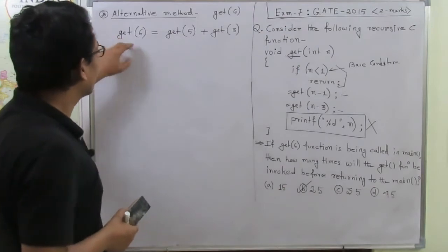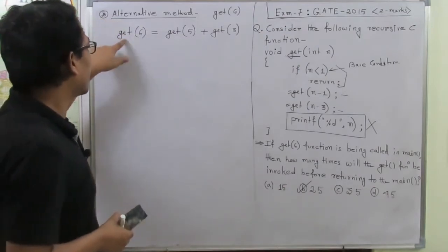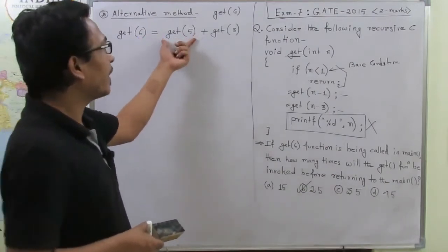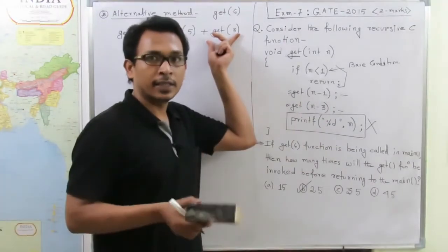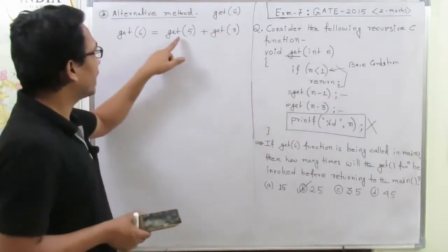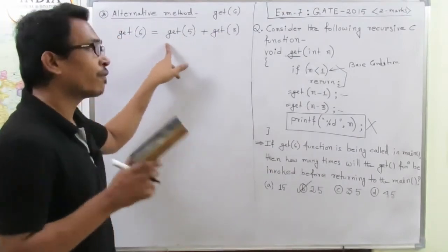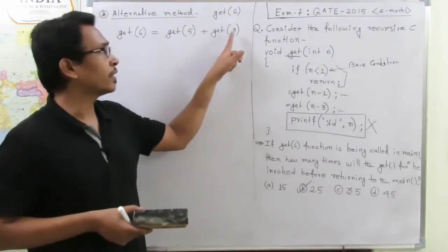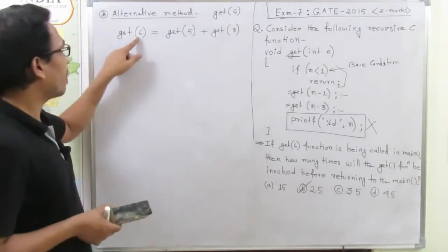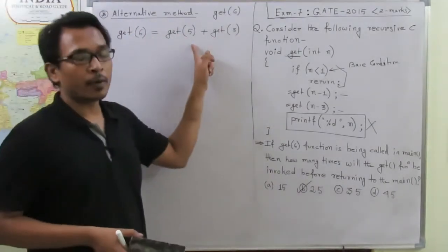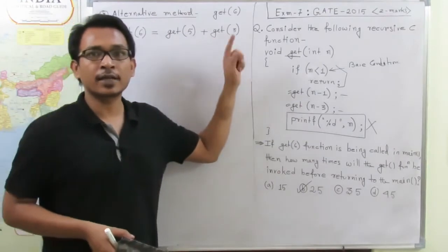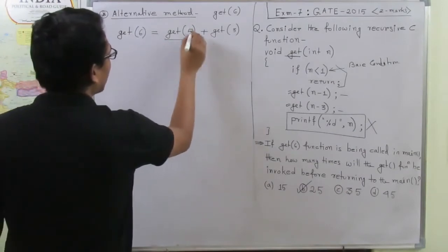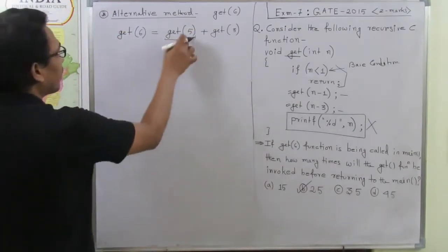What does it mean? This means the count for function call with 6 will be the number of function calls for get 5 and the number of function calls for get 3. So now we have to find the number of get function calls for get 5 and for get 3. That means this larger problem is resolved into two smaller problems. One is for get 5 and one is for get 3. Now we need to find the number for each of these functions.